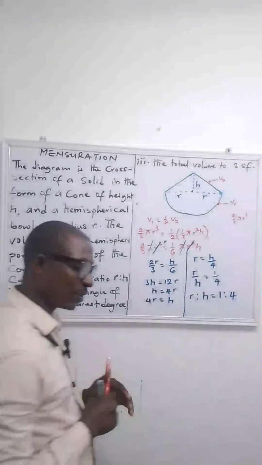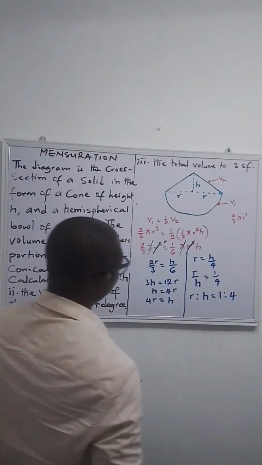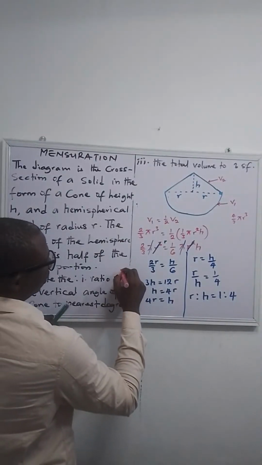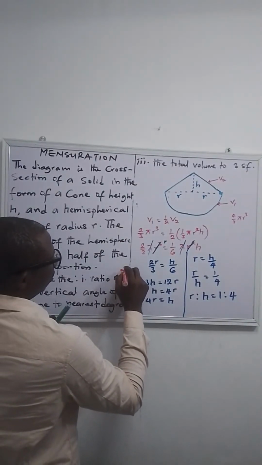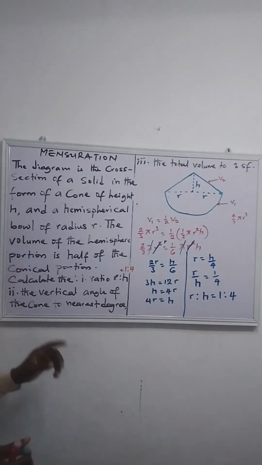Before I move on, any question based on that? Because we are going to be building on that answer. Any question based on that? If there's no question, we have to go on. So that is the ratio R to H. Let's write the answer here. This is the same thing as 1 to 4. Now let's move down to the next question.